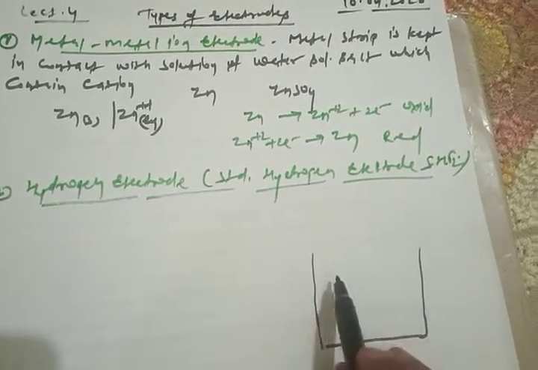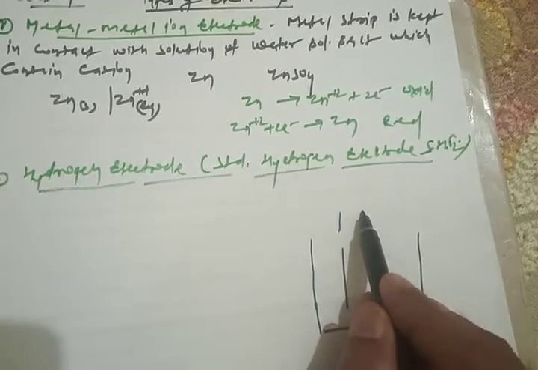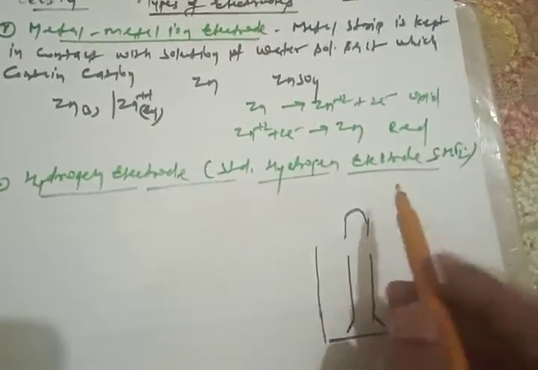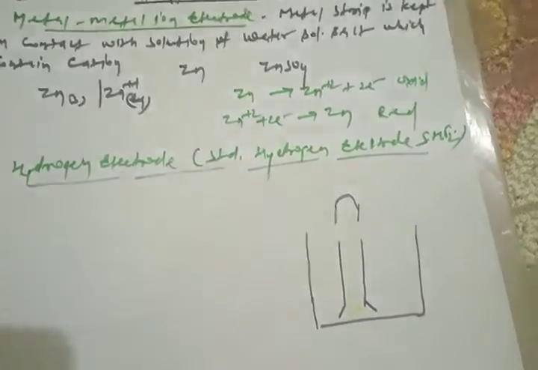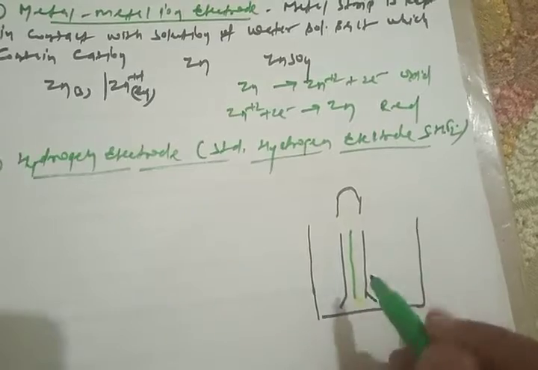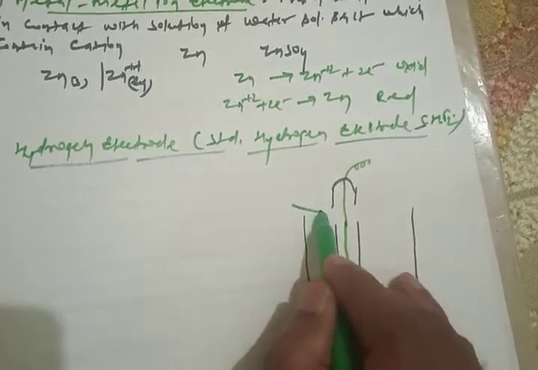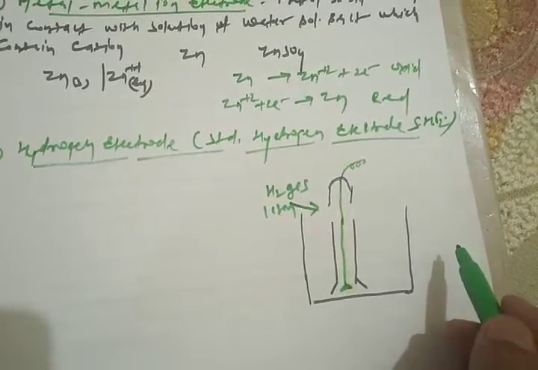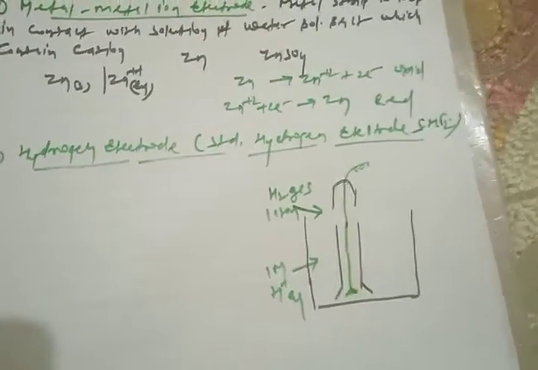Here this is the platinum wire. We have taken the platinum wire. From here we will insert the hydrogen gas at 1 atmospheric pressure. This is the 1 M H plus solution. You can take any H plus.